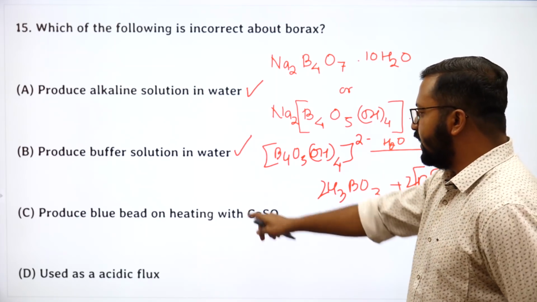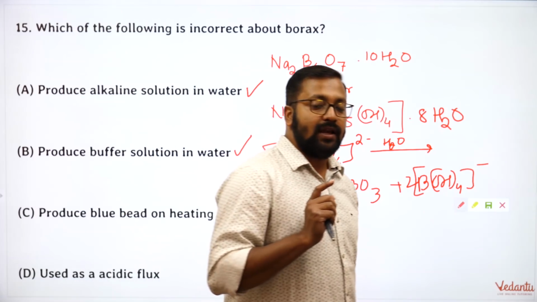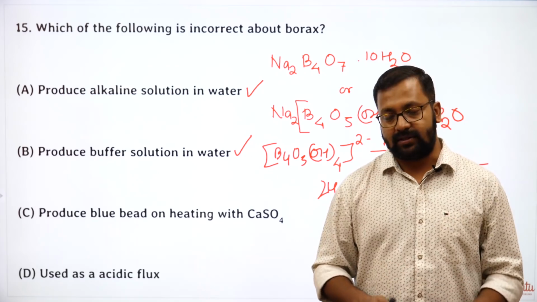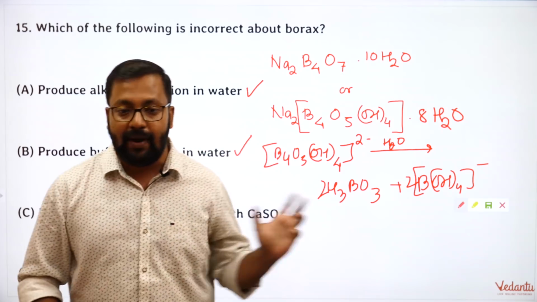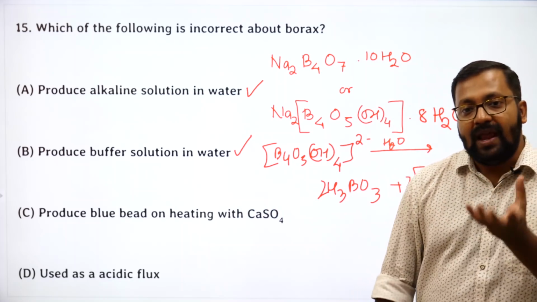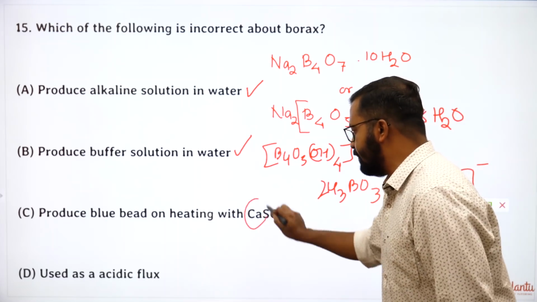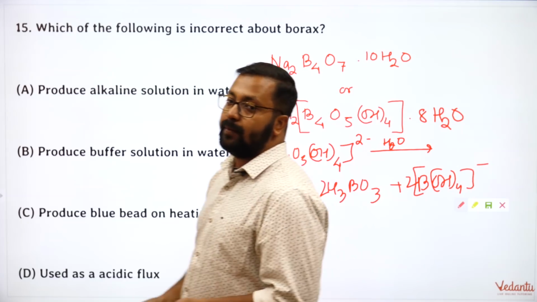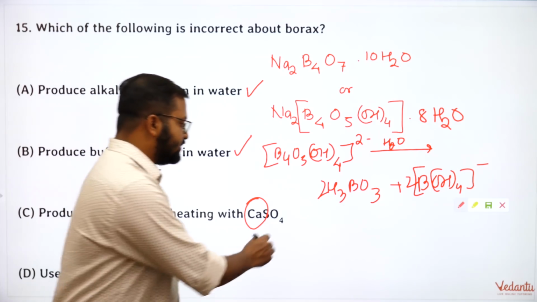Produces blue bead on heating with calcium sulfate. It is incorrect. Remember, borax is utilized in a test known as borax bead test, which is for identifying transition metal elements. Identification of transition metal elements cannot be done using flame test. They are done using borax bead test. Calcium is a member of group 2. So group 2 or group 1 elements are detected not using borax bead test but by flame test. So this is an incorrect statement.